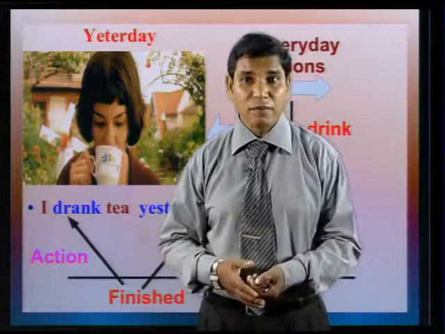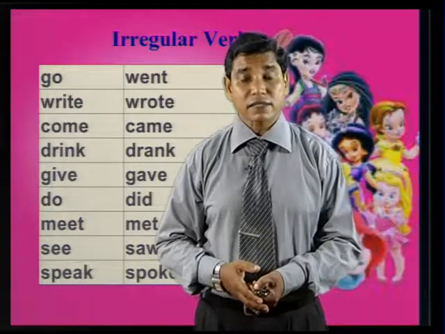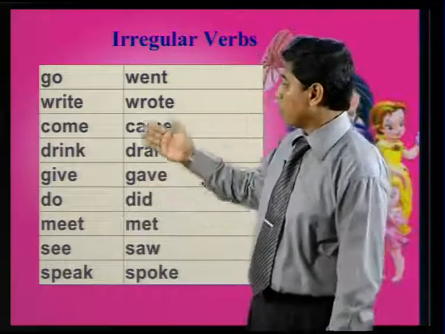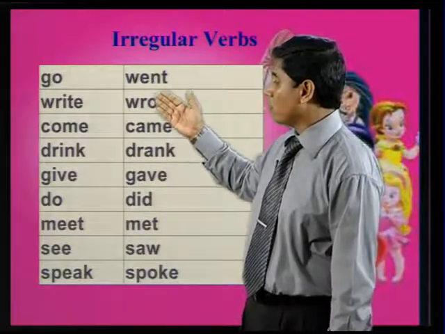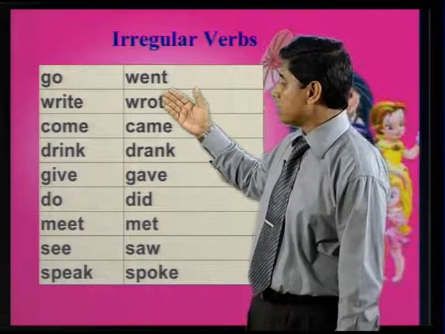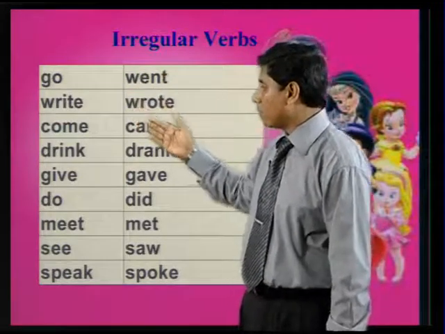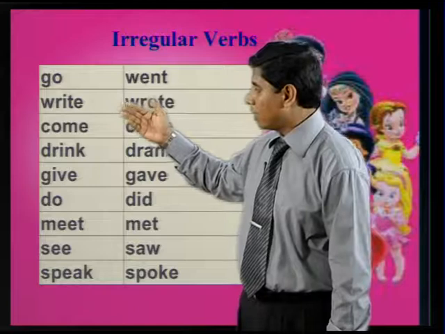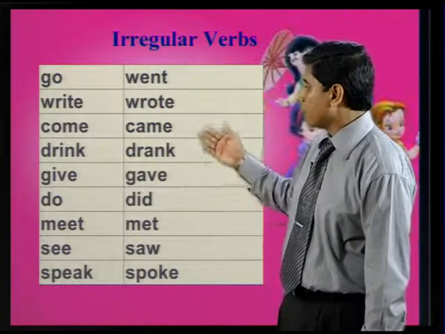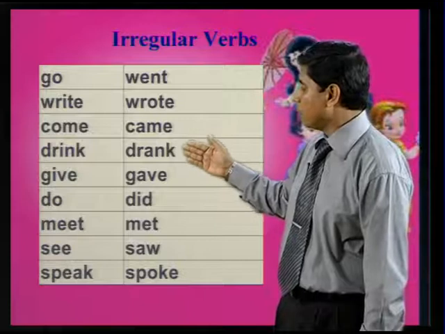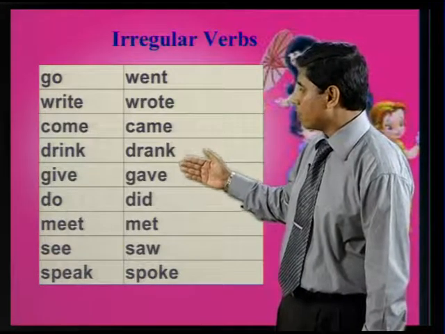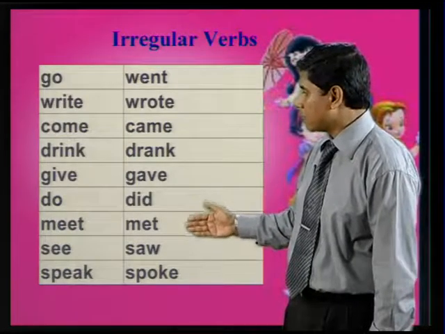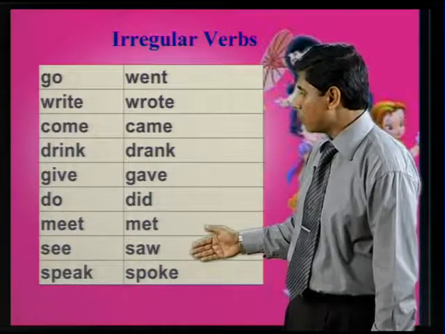Would you like to get some more examples? Right. Let's try some more examples on such type of verbs. Look here. Go, went. Went is a past form of go. Write, wrote. Wrote is a past form of write. Likewise, you find come, came, drink, drank, give, gave, do, did, meet, met, see, saw, speak, spoke.